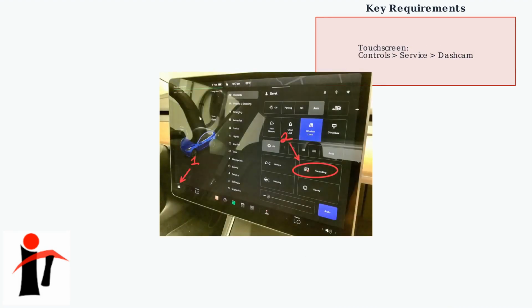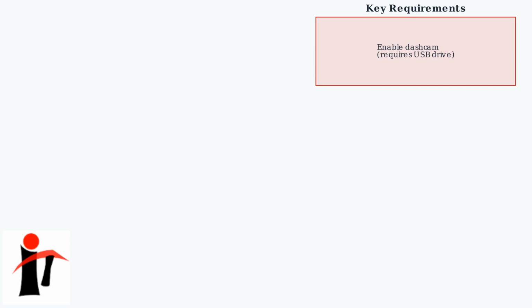On the Tesla touchscreen, navigate to Controls, then Service, and select Dashcam to access the settings. Enable the Dashcam feature. Note that while Dashcam is enabled by default on new Tesla vehicles, it requires a properly formatted USB drive to actually record footage. Tesla recommends formatting your USB drive regularly to maintain optimal performance and prevent issues with footage storage.